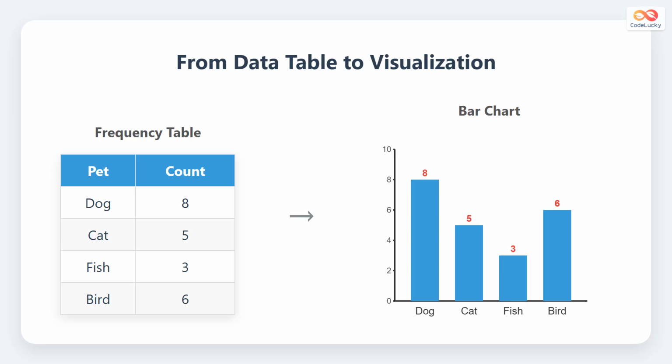How do we create one? Imagine you have a frequency table, like this one showing distinct pet counts. We take the number for each category, 8 dogs, 5 cats, and draw a bar that reaches that number on the scale. The table gives us the precise data, while the chart gives us an instant visual comparison.